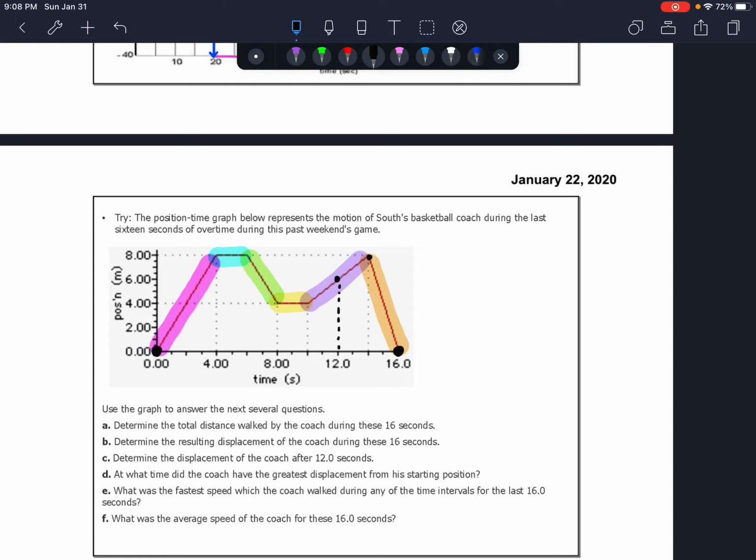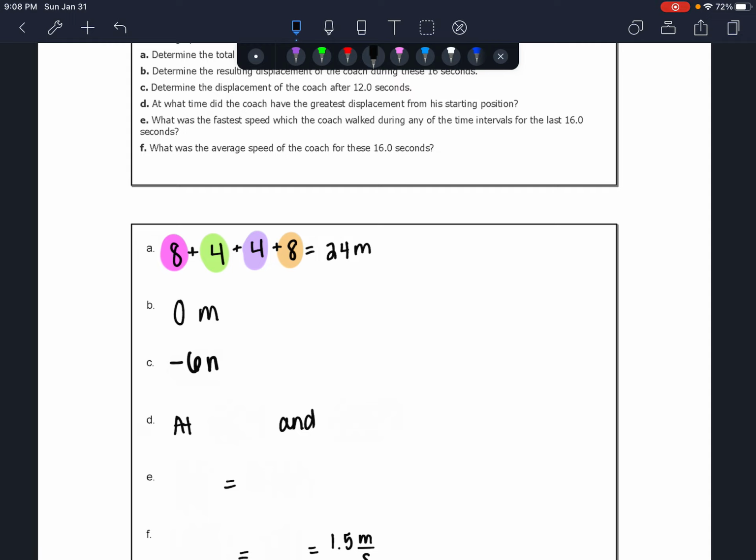And then after 12 seconds, it looks like, where did he go? Determining after 12 seconds, he was here, but that doesn't matter. I really care about where he was here finally, right? Yeah, that's correct. So at 12 seconds, he was at 6 meters. At 16 seconds, he was at 0 meters. So he was displaced a total of -6 meters after 12 seconds.